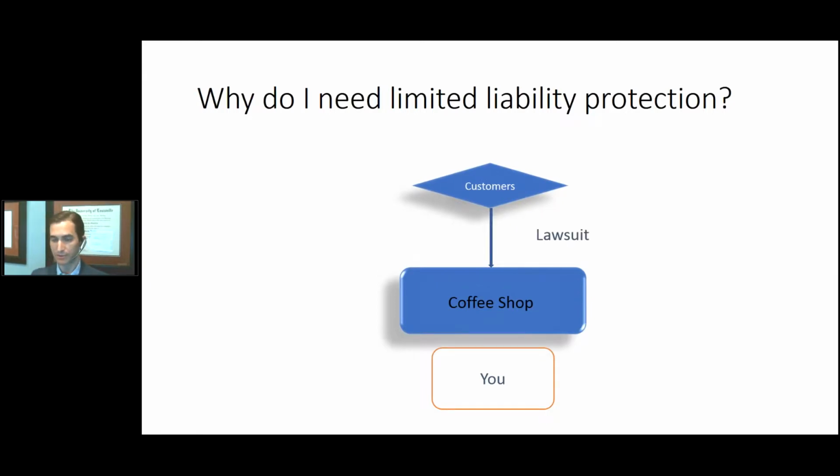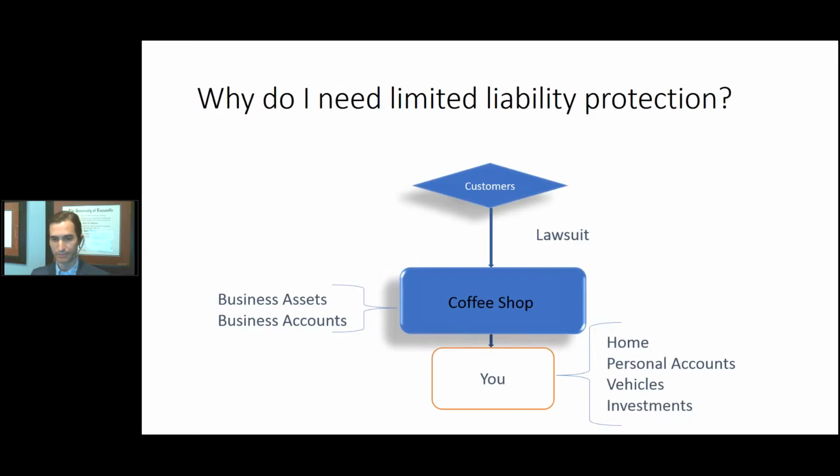Potential customer slips, falls, breaks their hand, and files a lawsuit. If there are claims against your company, they can reach your business assets, your business accounts, and in this scenario, your personal assets, your home, your personal bank accounts, vehicles, and investments. And that's unfortunate because if you've started a business, you've invested in it, you've put those items you've invested at risk, but you probably didn't anticipate putting your personal assets at risk. So how do you protect those personal assets?